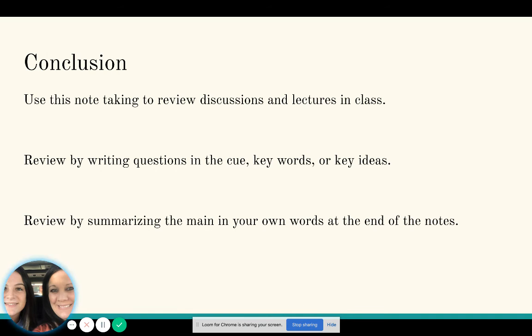The last thing is to review by summarizing the main idea in your own words at the end of the notes. That summary will help remind you of what was taught in class, what the new ideas or new concepts or new information were that you gathered in class. That summary helps you remember and see what you have done in the classroom as far as listening to the lecture or taking notes, even the discussions.